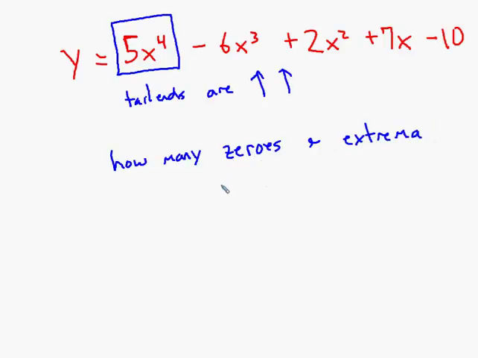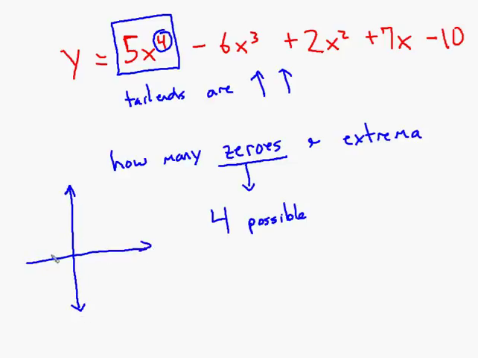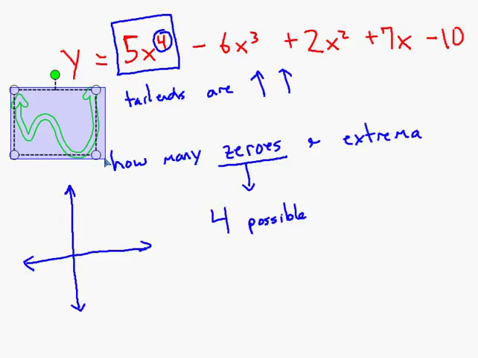Now, we can't answer that exact at this point, but we know how many zeros are possible. And the number of zeros possible, there are 4 possible. Well, how do I get that? My degree is 4, which means it could cross the x-axis up to 4 times. So let's take a look at how that could be. A degree 4 could look like something like this. Okay? That could be a degree 4.